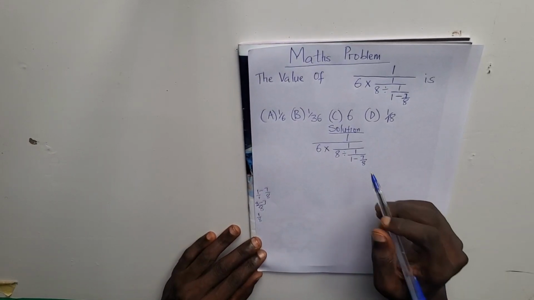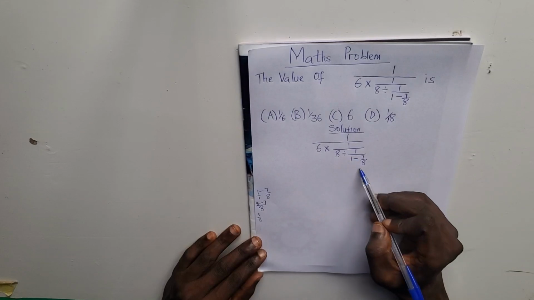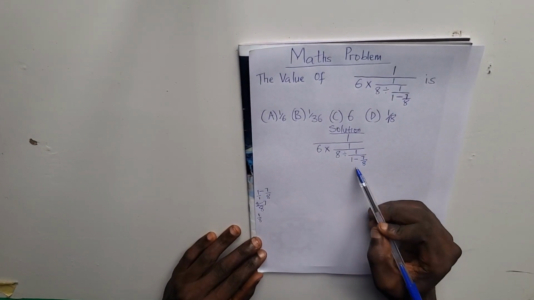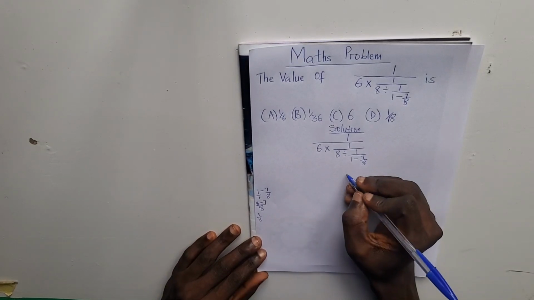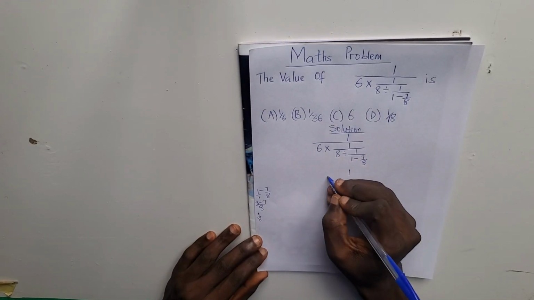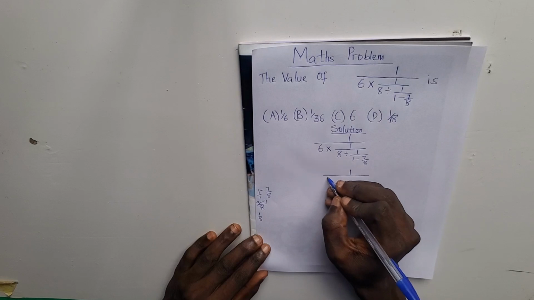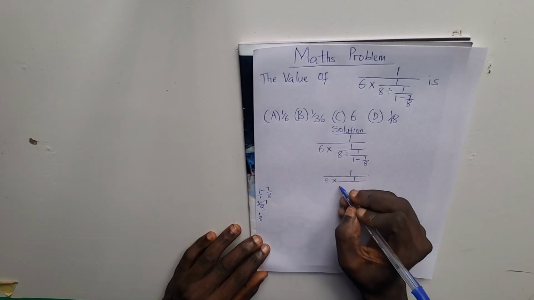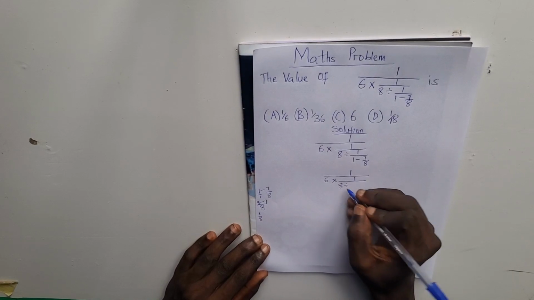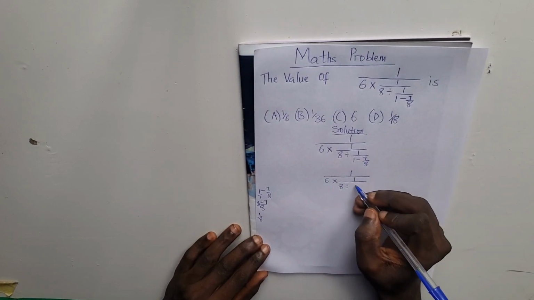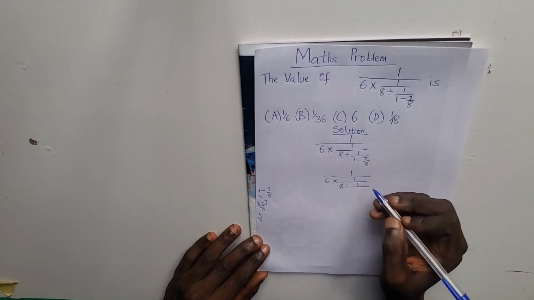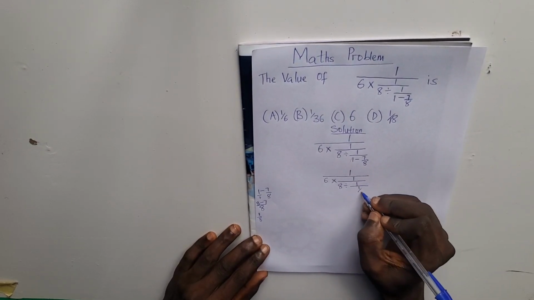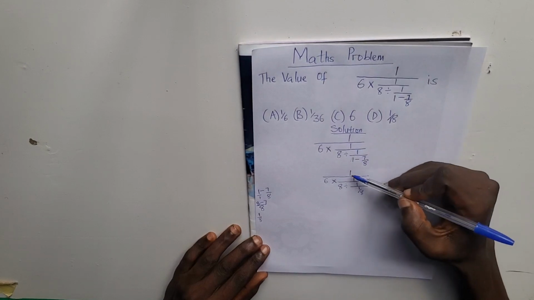Okay? So I will now replace everything here. Everything here is equal to 1 over 8, right? So I will replace everything here with 1 over 8. Then I will have something like this: 1 over 6 times 1 over 8 divided by 1 over. Now everything here is summarized to be 1 over 8.